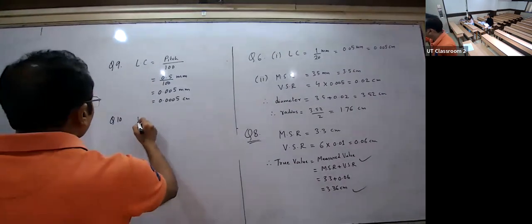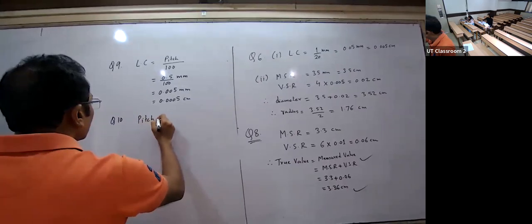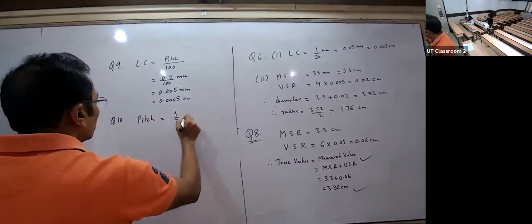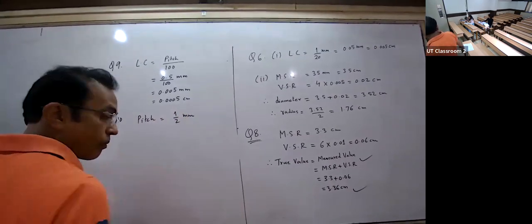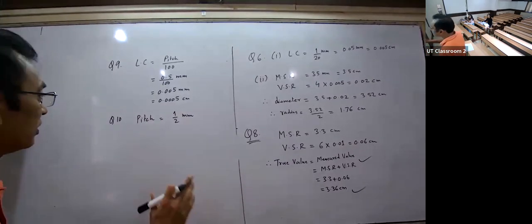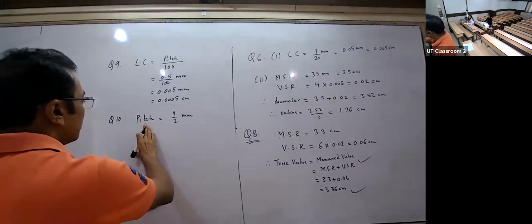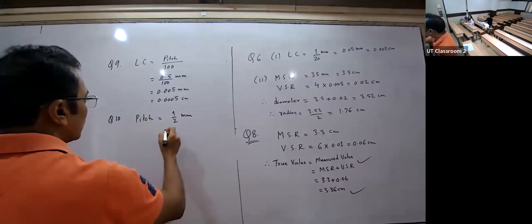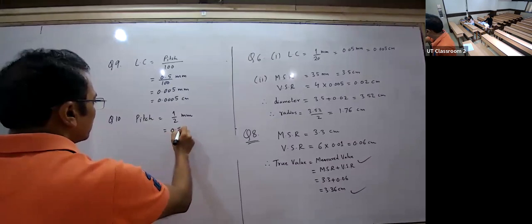So pitch is equal to 1/2 millimeter. Got it? Because two rotations correspond to one, whereas pitch is the distance traveled corresponding to one rotation, which is 0.5 millimeter.